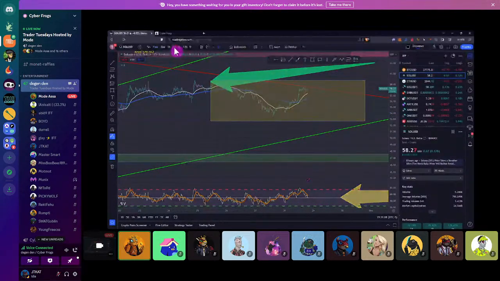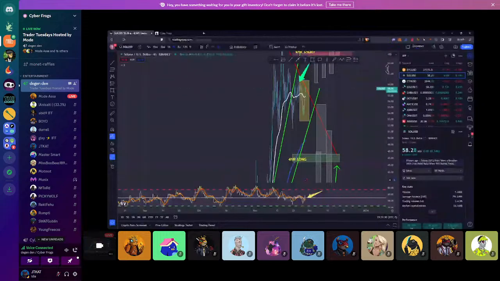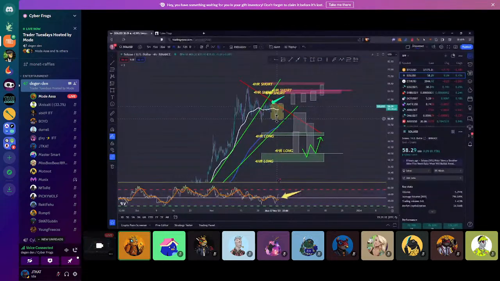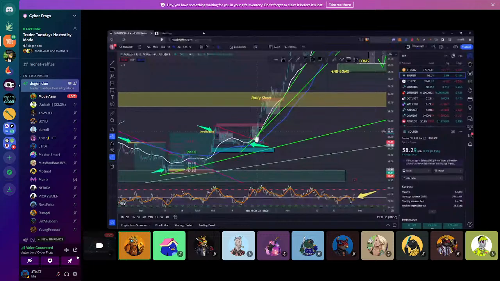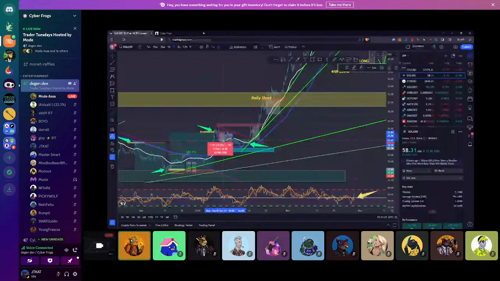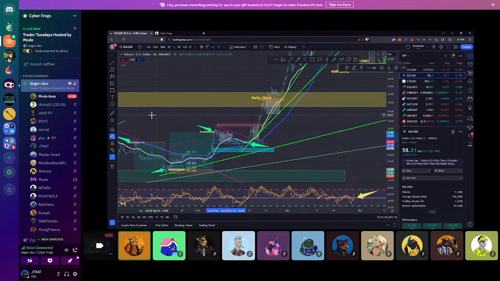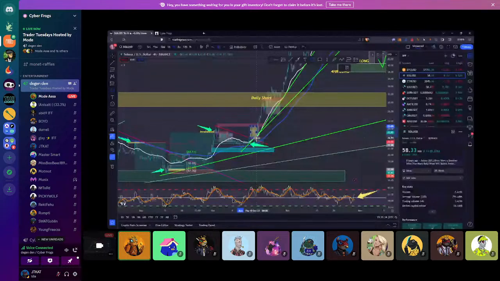Now, if we go back to the 4-hour chart, a lot of these calls, we'll even go back to some like this call here. The entry to take profit was 2 days. So some of them can take several days to play out. Entry, take profit. This was, oh, wrong tool.